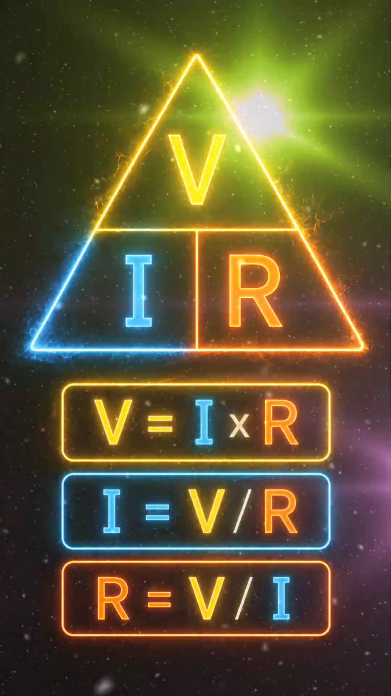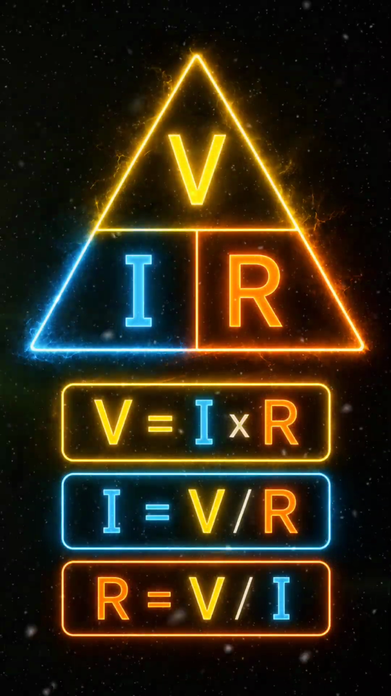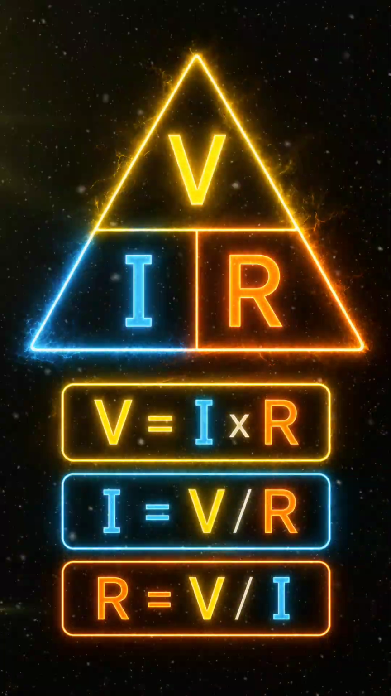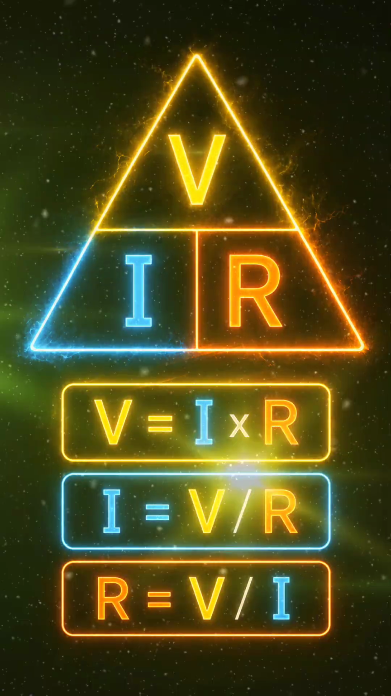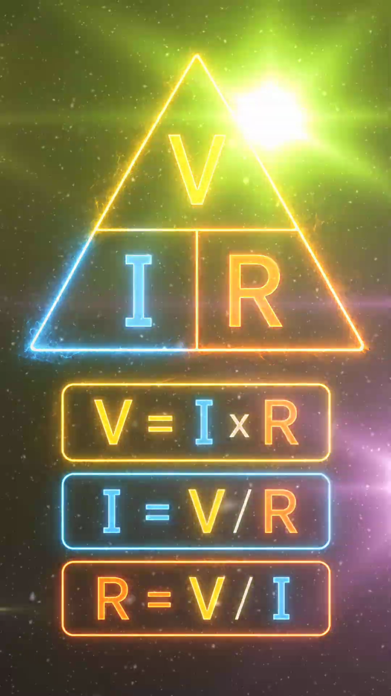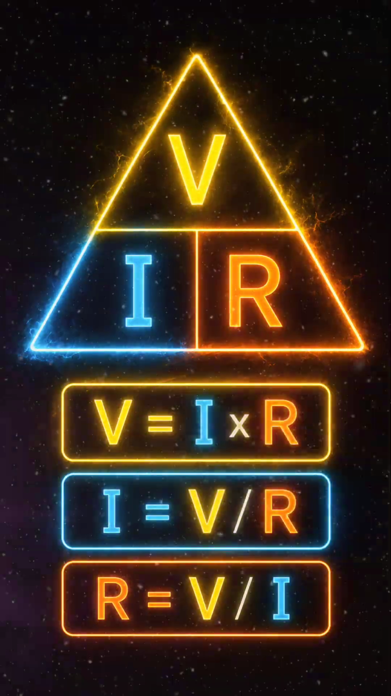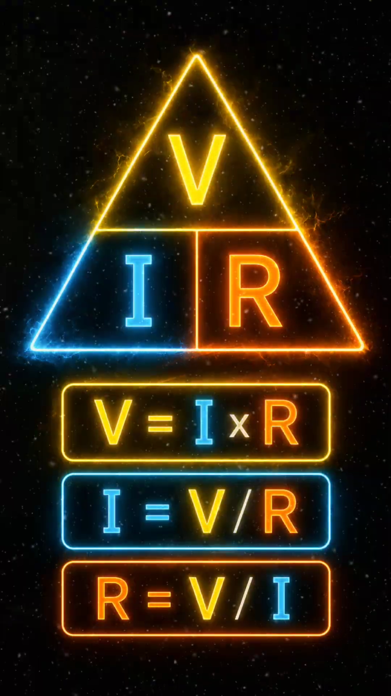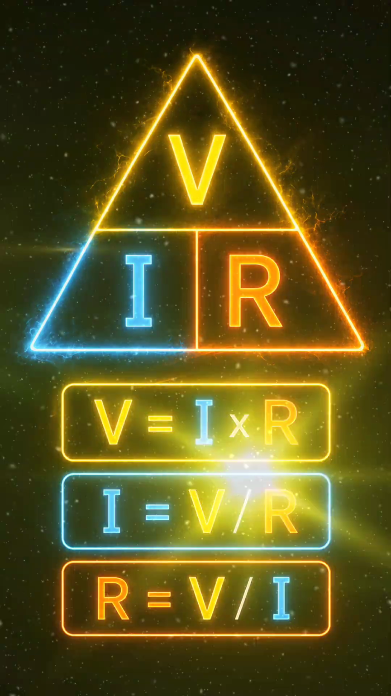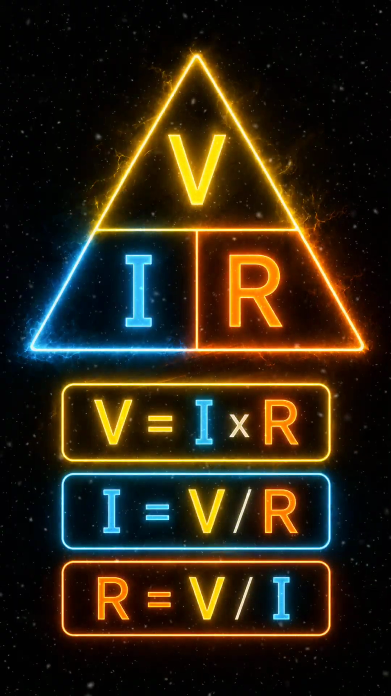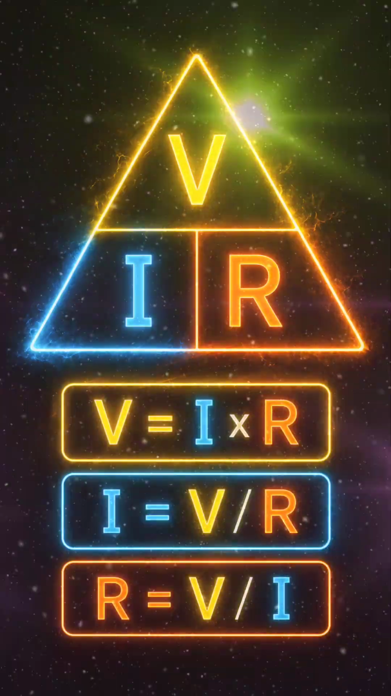So what exactly is Ohm's law? Ohm's law says, the current flowing through a conductor is directly proportional to the voltage and inversely proportional to the resistance. Now, the formula is very simple. V equals I R, where V is voltage measured in volts, I is current measured in amperes, R is resistance measured in ohms. Look at this triangle.